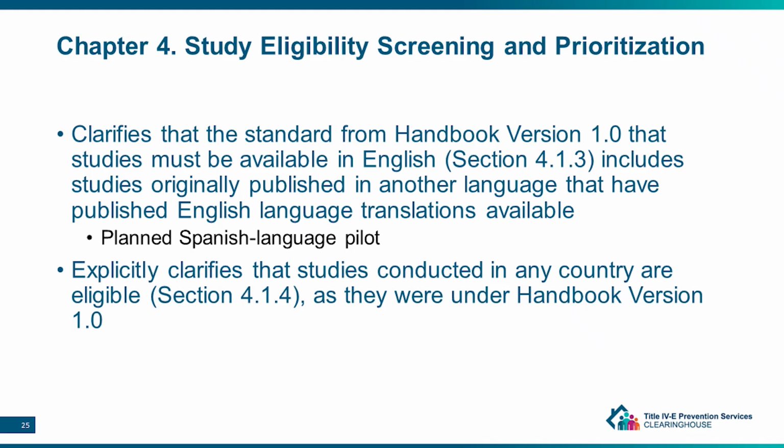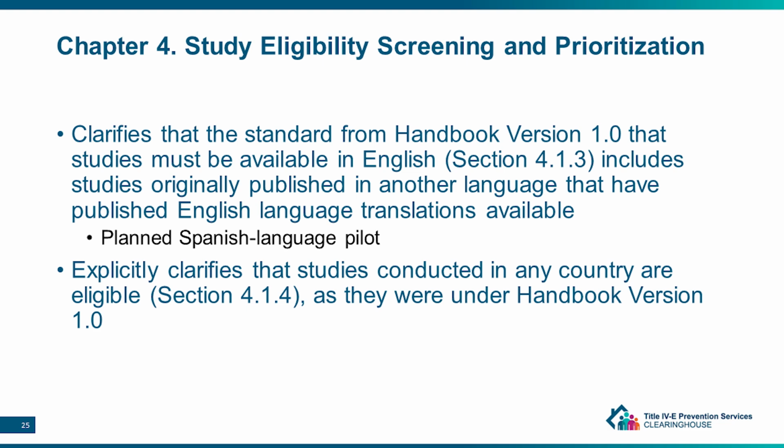Chapter 4 is Study Eligibility, Screening, and Prioritization. Chapter 4 indicates that there are also revisions to Study Eligibility, Screening, and Prioritization in Handbook version 2.0. Some public comments indicated confusion about whether studies conducted outside of the United States or those conducted in non-English speaking countries are eligible. Handbook version 2.0 clarifies that the standard from Handbook version 1.0 that studies must be available in English in section 4.1.3 includes studies originally published in another language that have published English language translations available.